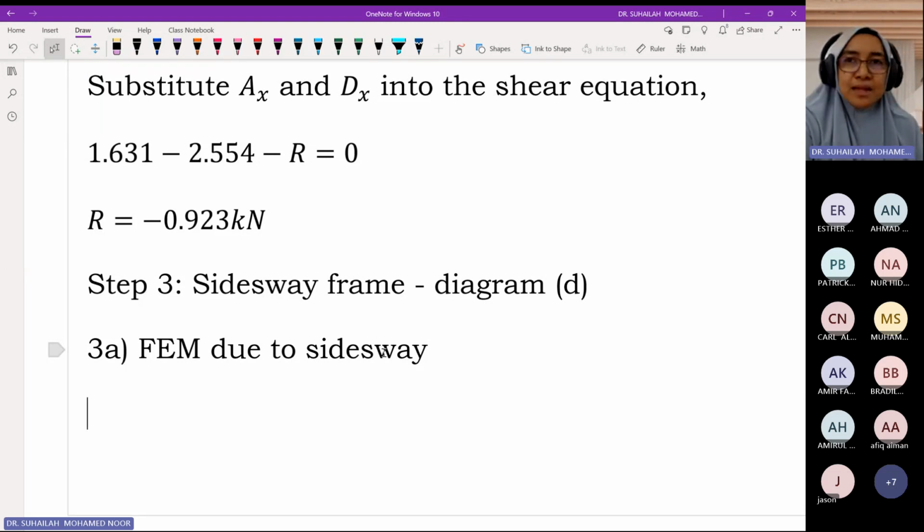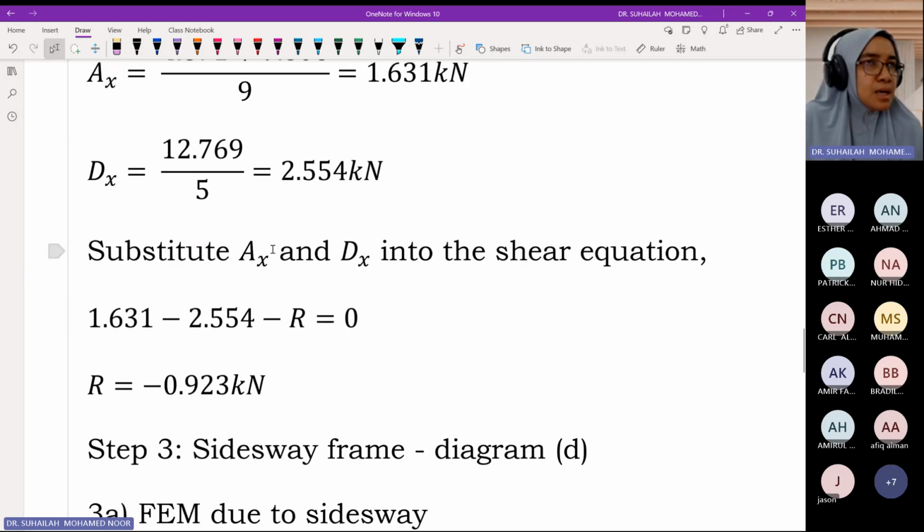So kat sini lah kita start assumption tu. Okay, kita start assumption. So we have two columns. Okay, we have two columns, A, B and C, D. Assume only one column and then find the ratio to calculate another one. Okay, so kat sini we calculate, we assume FEM for AB.